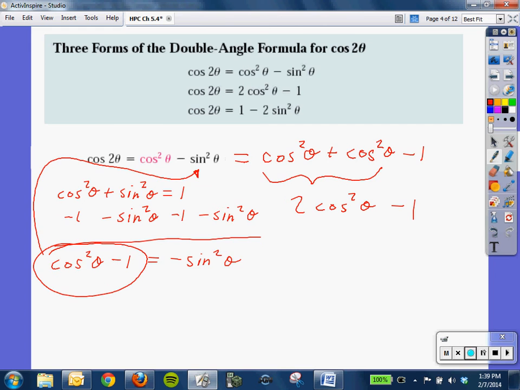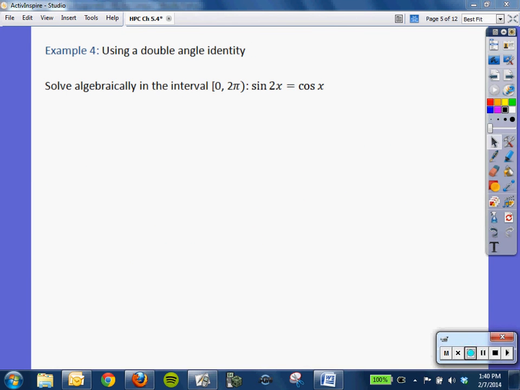Yeah. All right. Example 4. We're going to use a double angle identity to solve algebraically in the interval from 0 to 2 pi for the sine of 2x equals the cosine of x. We're trying to figure out what angles are going to satisfy this particular equation. So the first thing we want to do is use the double angle identity. The directions are telling us to use it, so let's go ahead and figure out which one we're going to need to use. Here we have the sine of 2x.